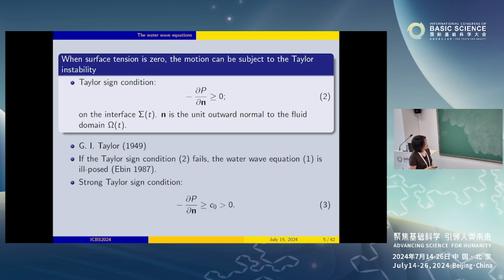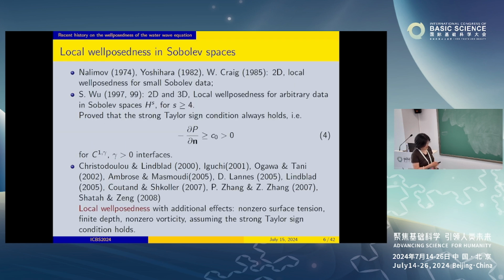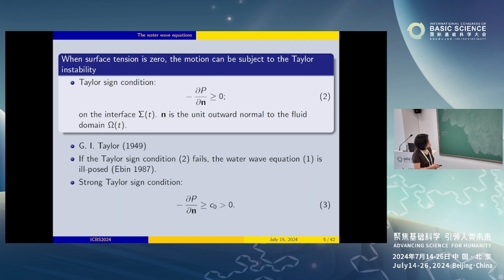Okay. So for this problem, there's an important sign condition. It's called the Taylor sign condition. Basically, n is the unit outward normal to the fluid domain. In other words, the pressure is required to be increasing in the inward normal direction. Because if the sign is opposite, there's a force ripping open the fluid, and of course a bubble will form and it becomes ill-posed, or instability, sorry, will happen.